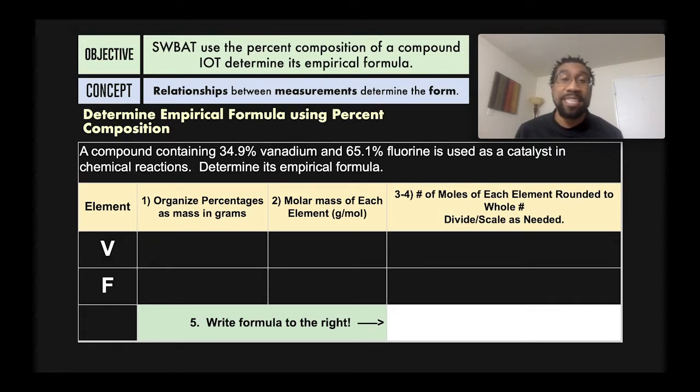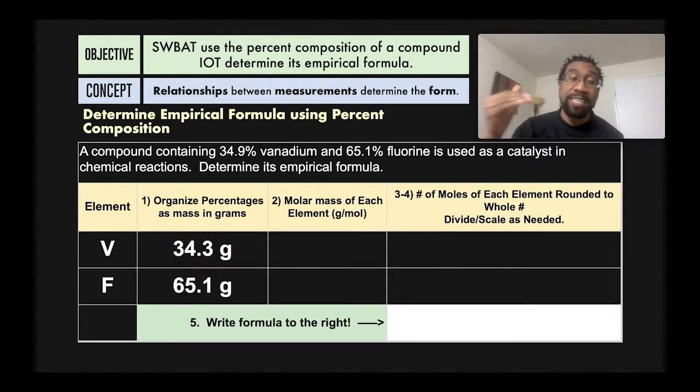Okay, so in our next example, we have a compound containing 34.9% vanadium and 65.1% fluorine, which is used as a catalyst in chemical reactions. So I'm not just making this stuff up, okay? So let's determine its empirical formula. First, let's organize those percentages into grams. So 34.9% becomes 34.9 grams, and 65.1% becomes 65.1 grams for vanadium and fluorine, respectively.